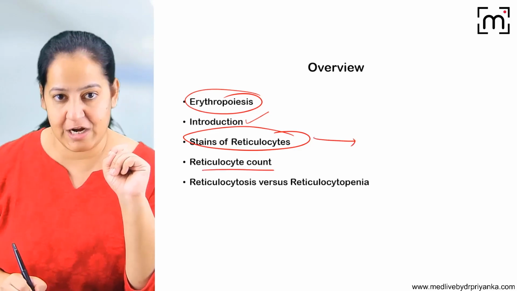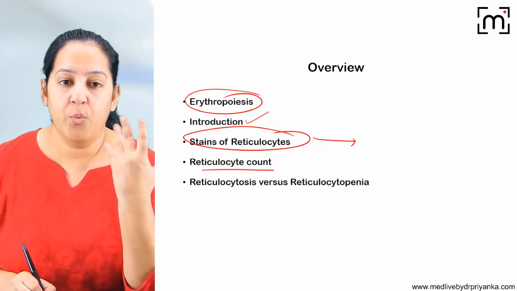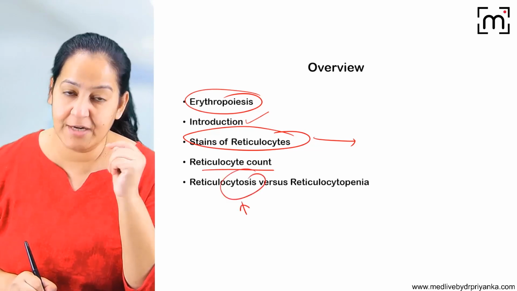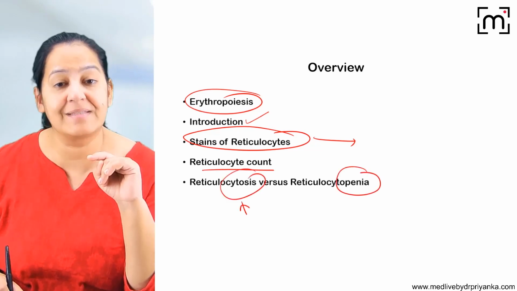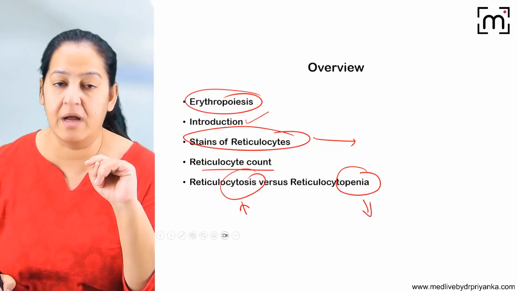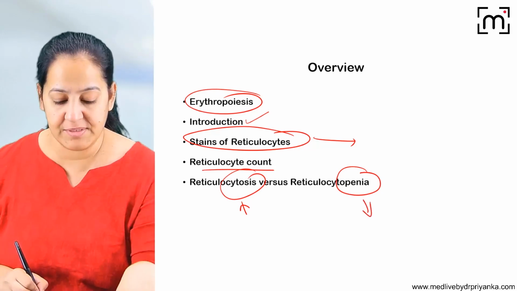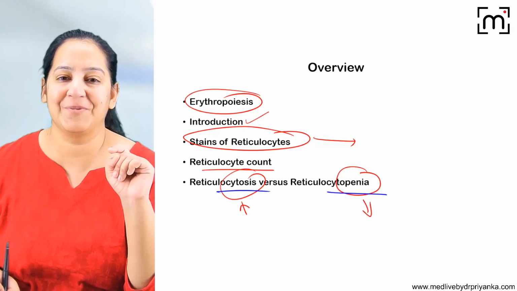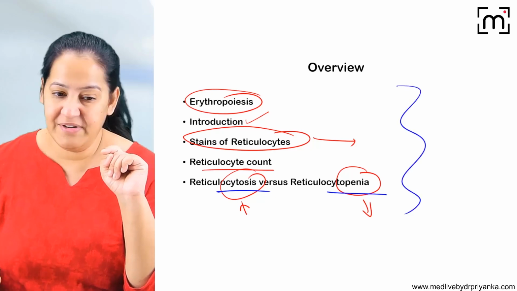Then I will tell you the retic count. What is normal retic count? And what if the retic count is more, that is reticulocytosis? And what if the retic count is less, that is reticulocytopenia? So I will let you know the causes of reticulocytosis and reticulocytopenia. So one by one we will discuss them all.